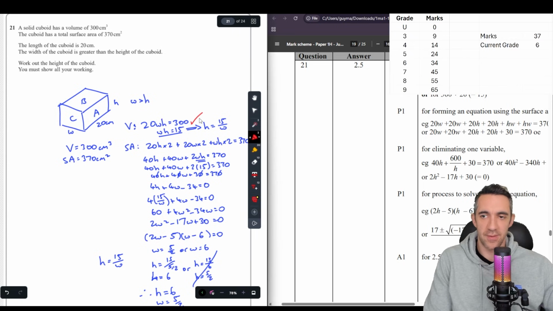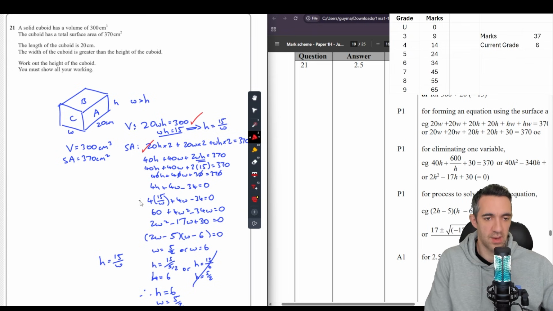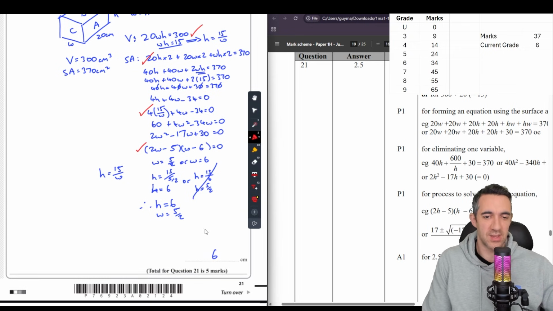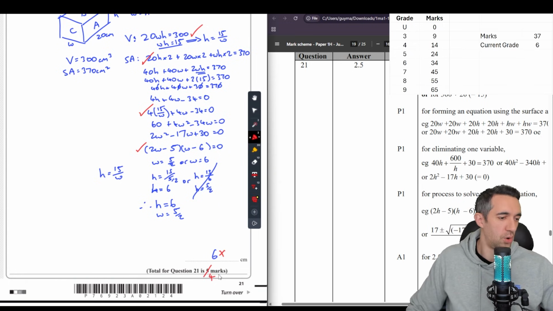Yeah, we did that. That was fine. Form an equation using the surface area. Yeah, we did that. That was fine. For eliminating one variable, we did that eventually down here. Process to solve the quadratic. I did it with W. Obviously, it's either W or H, doesn't matter. So 2W minus 5, H minus 6. Yeah, that's fine. And then I got my answer the wrong way around. Remember, we said it was supposed to be the other value because we were told width was greater than height, so I got the wrong one. So that's wrong. So I get my 4.